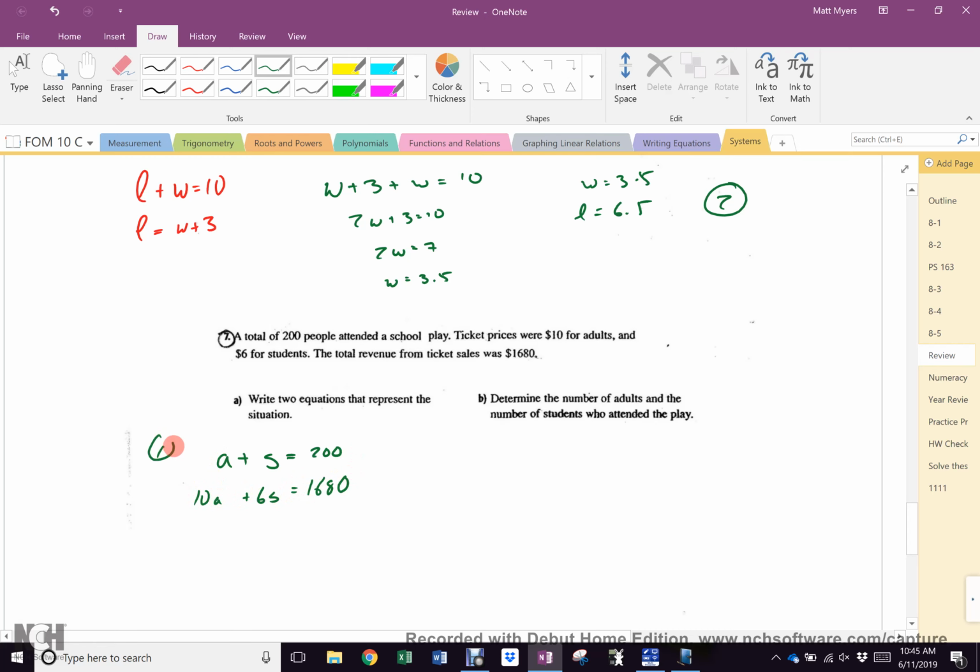1,680. That gets you 1. Now you solve. What could you use? Anything. We could do elimination. If we were going to do elimination, what are my 3 options?